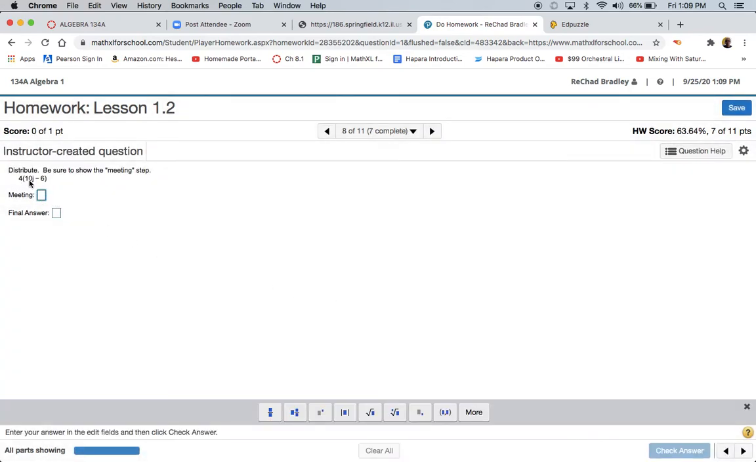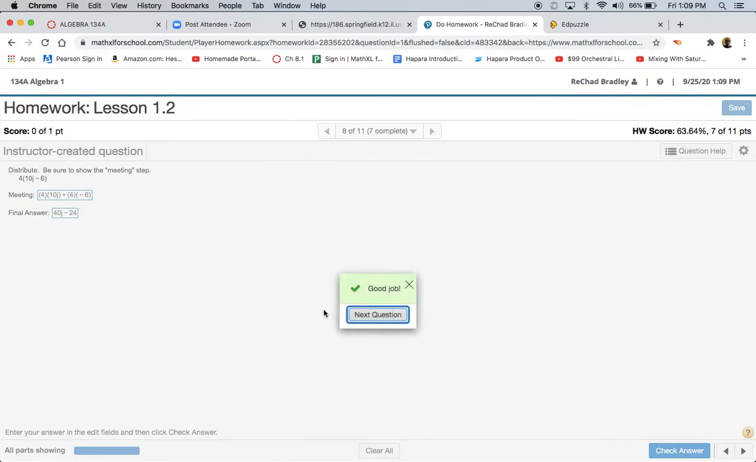Here, same thing. 4 is going to meet 10J, so put 4 in parentheses. Put 10J in parentheses. Put a plus to connect them, and then 4 is going to meet negative 6. When you work that out, that's 40 with a J, and that will be a negative because the signs are different, 24.